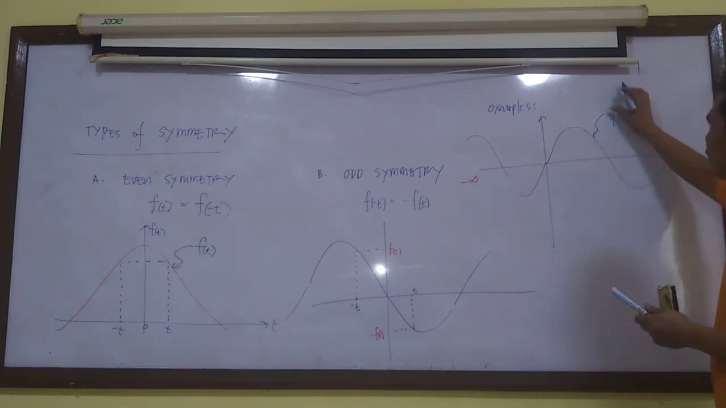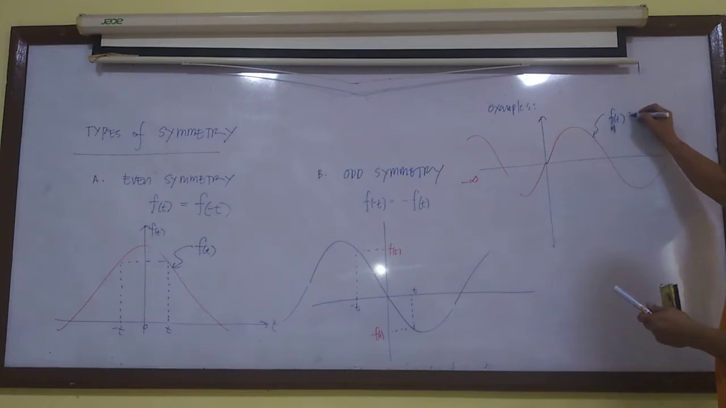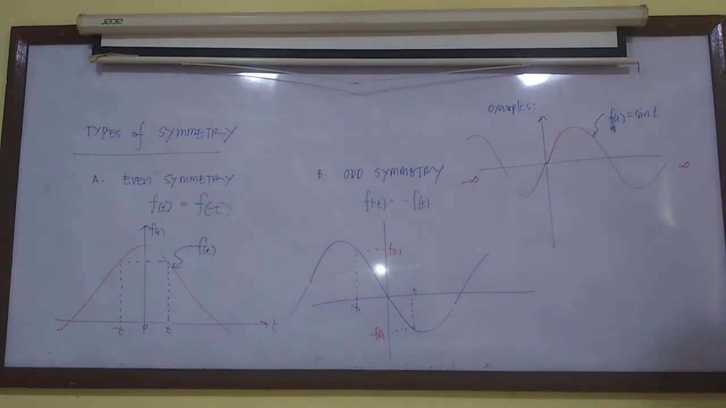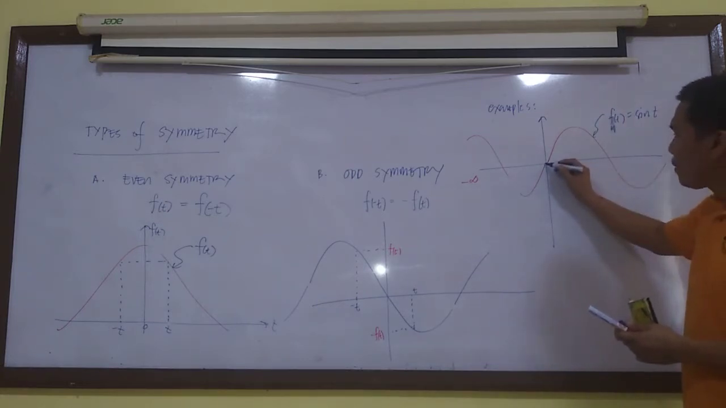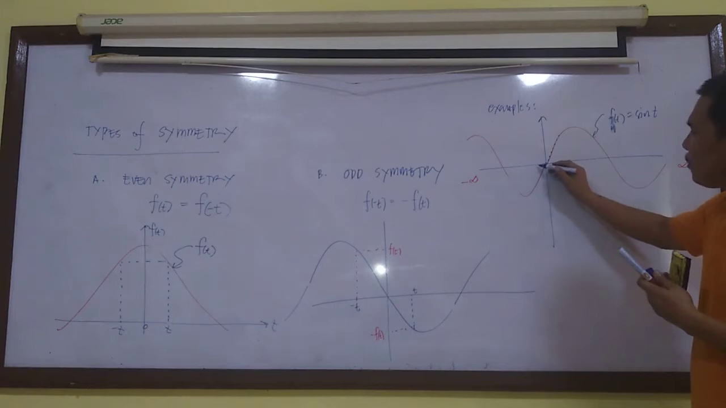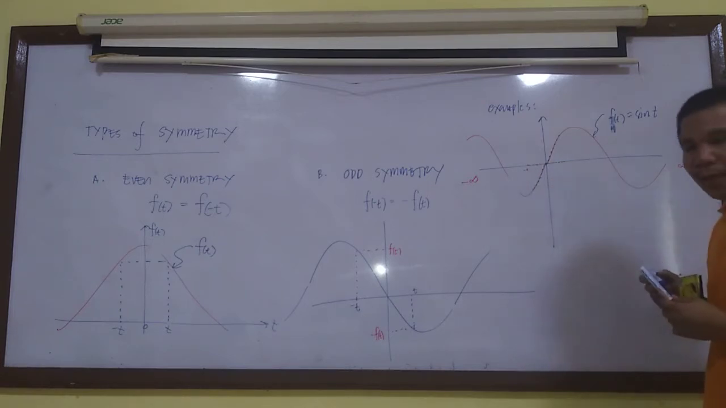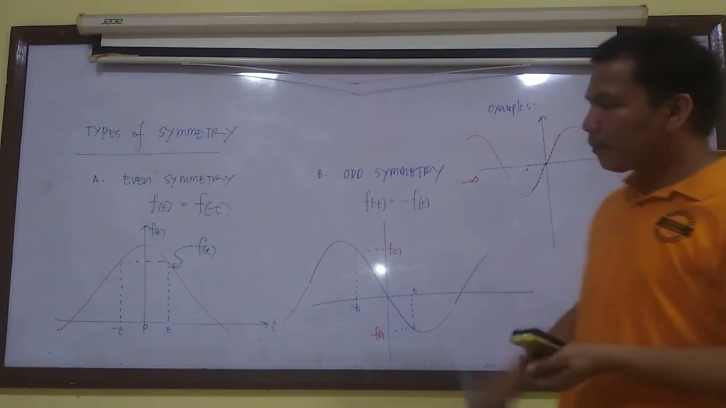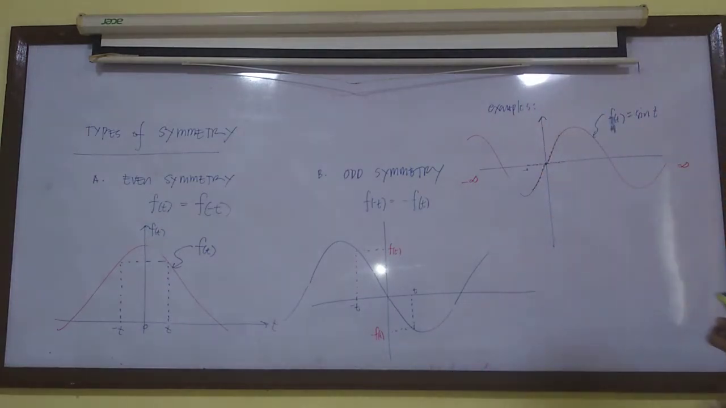This is y, or function of t equals sine of t. If you will notice, once the value of t increases, the value at negative t decreases. So that is the property of your odd symmetry.